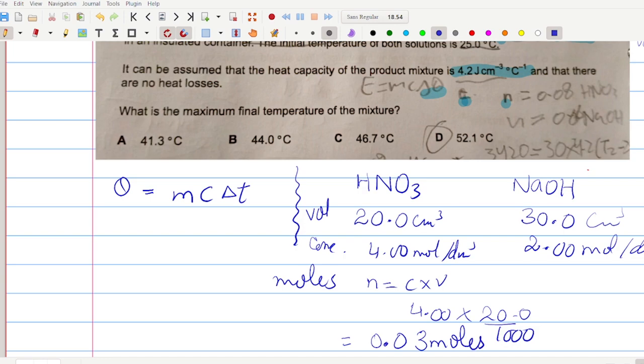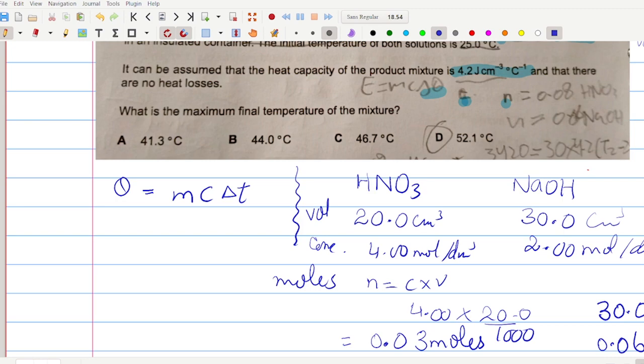And what about the 30.0? 30.0 multiplied by 2.00 divided by 1000. What is the answer? 0.06 moles. So you have calculated the exact values?